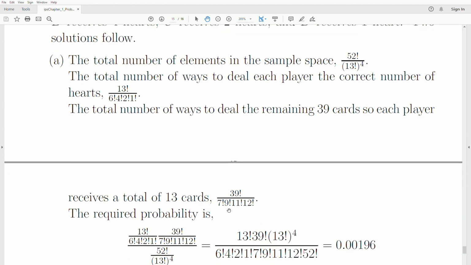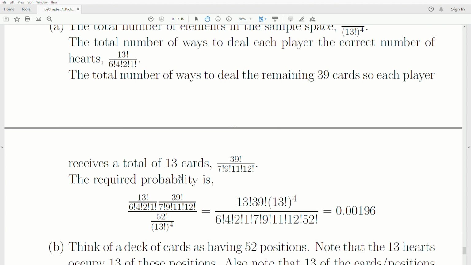It's a big one. So the required probability is the product of the number of ways to deal the hearts correctly and the number of ways to deal the non-hearts correctly so that they each have 13 cards, divided by the total number of ways to deal 52 cards into 4 groups, each having 13. Then you can invert and multiply, and then multiply that out, and you get 0.00196.